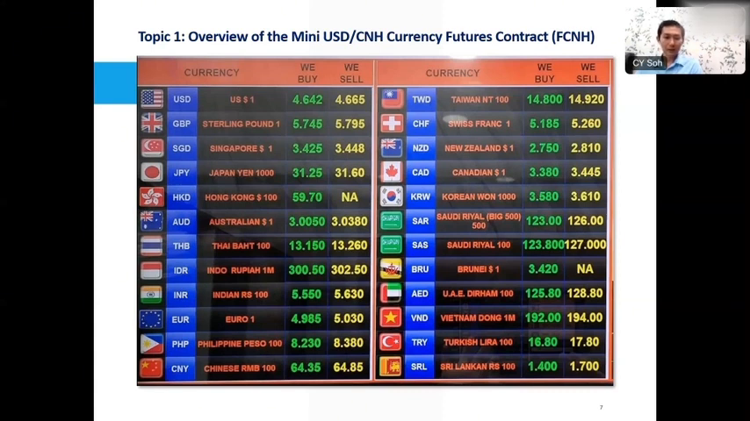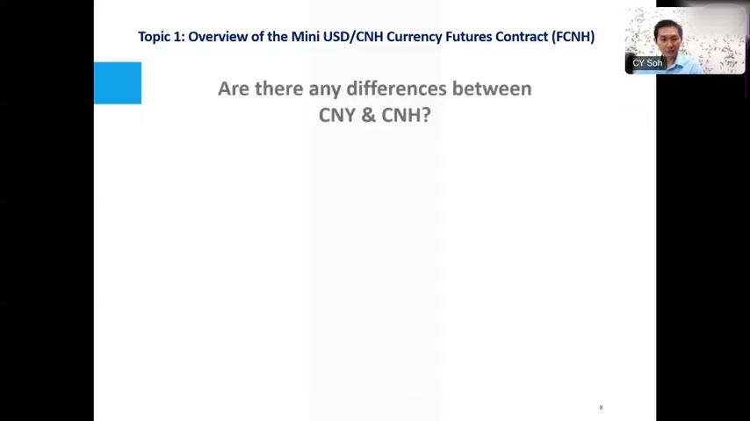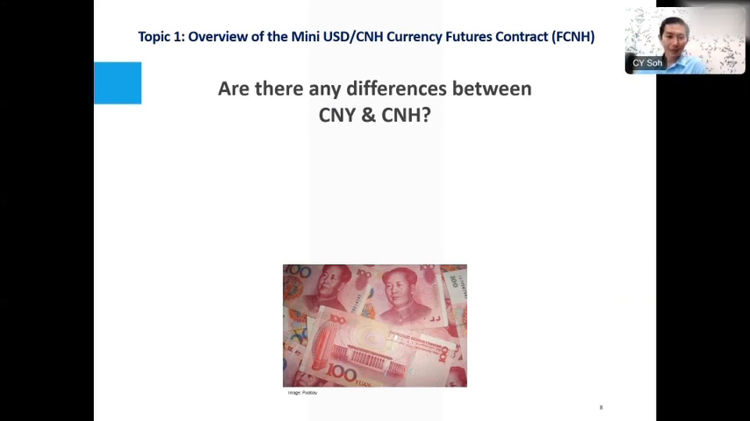However, when it comes to FCNH, the similar rule applies. However, some of the structure might be a little bit different, so pay attention to this. Now, of course, one of the frequently asked questions is whether there are any differences between CNY and CNH or not.